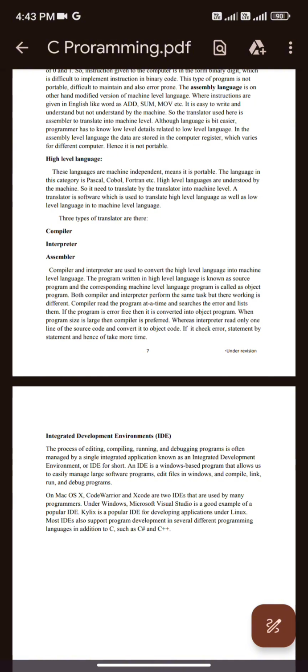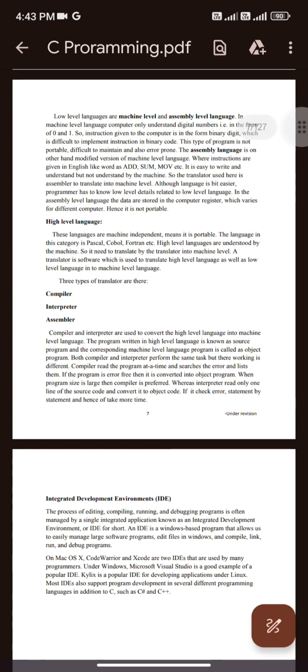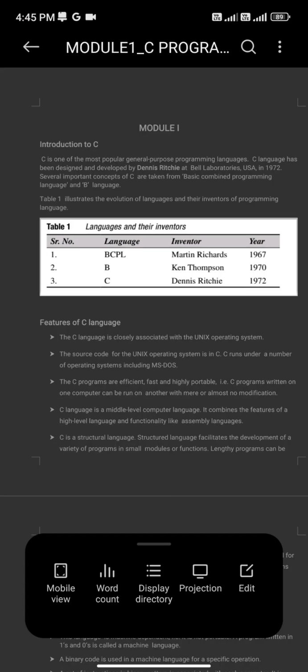And the third one is assembler. Assemblers are used to translate assembly language to machine language. So in assembly language we use an assembler to translate, and in high level languages we use a compiler and interpreter. Now let us move on to introduction to C programming.